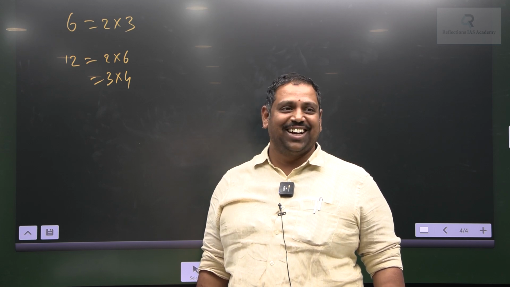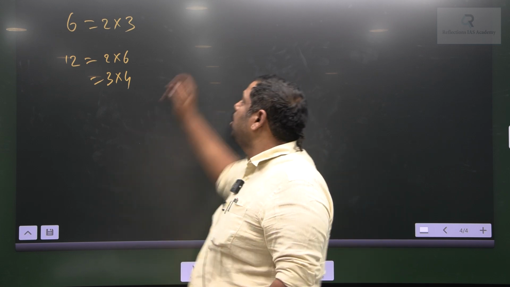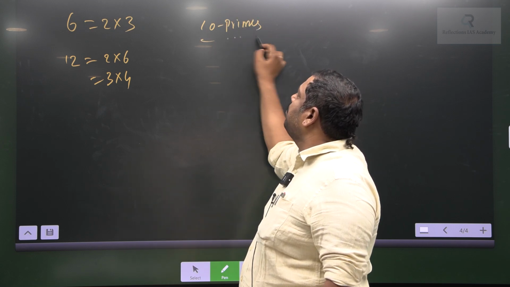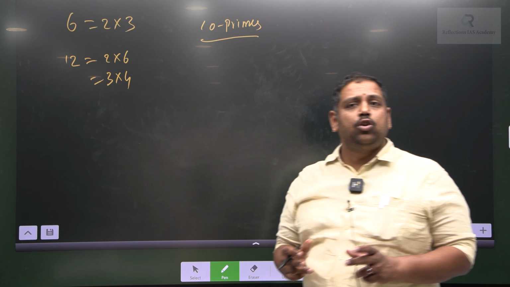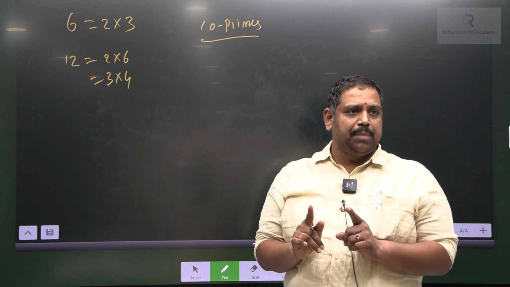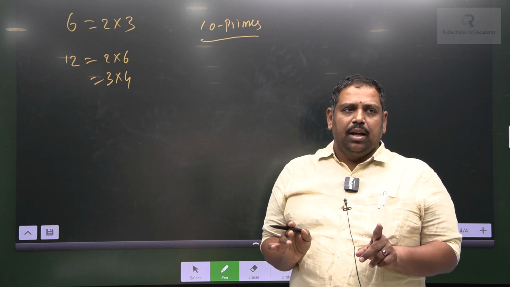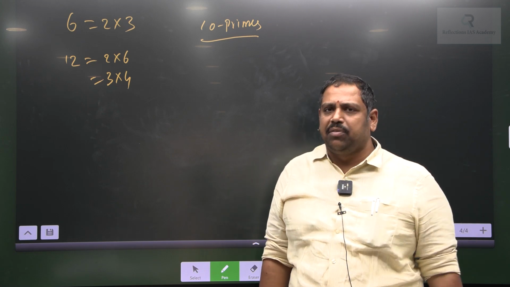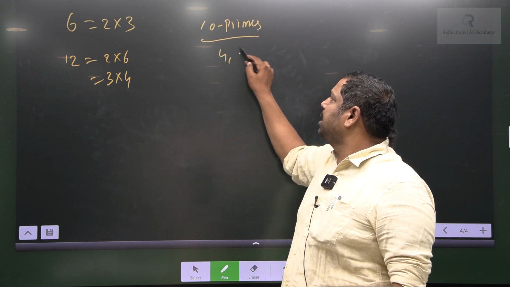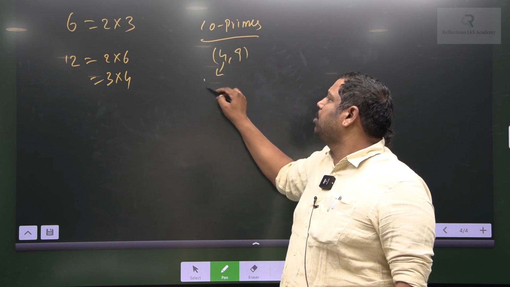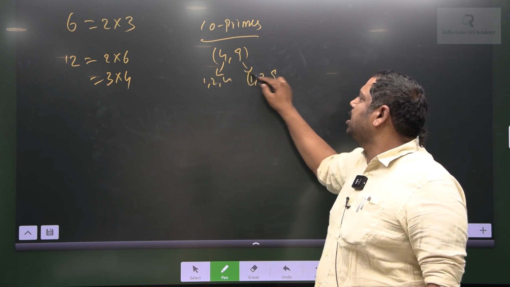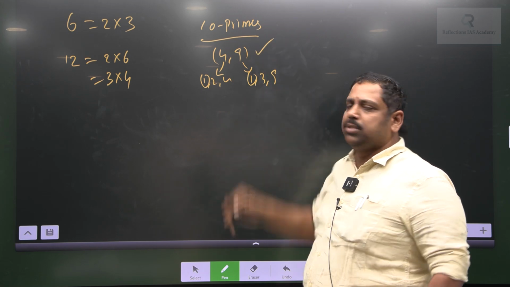That will not work. So we have a concept called co-primes. Co-primes means if you take any 2 natural numbers, remember that, not any 2 prime numbers, I am saying any 2 natural numbers, if 1 is the only common factor between them, then those are co-primes. Suppose I take 4 and 9. The factors of 4 are 1, 2, 4. The factors of 9 are 1, 3, 9. The only common one is 1, so these 2 are co-primes.